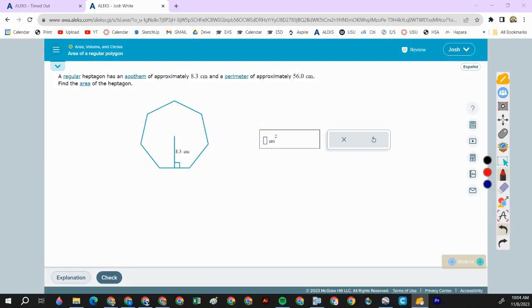Okay, it hasn't asked me for an angle yet. I thought some of them had an angle. All right, so this is a heptagon, which means 7 sides. We know that the perimeter is 56.